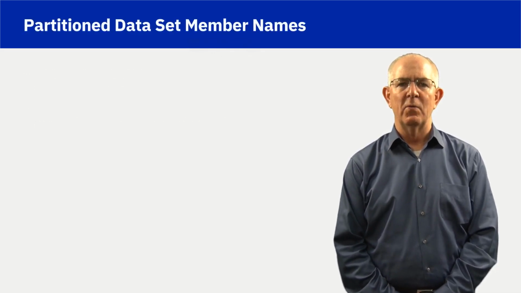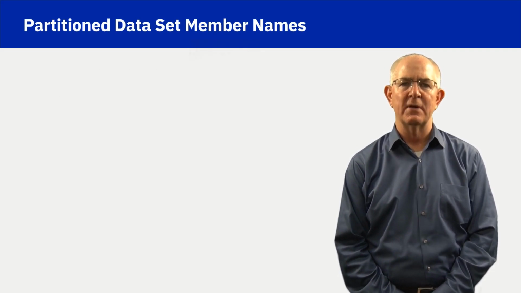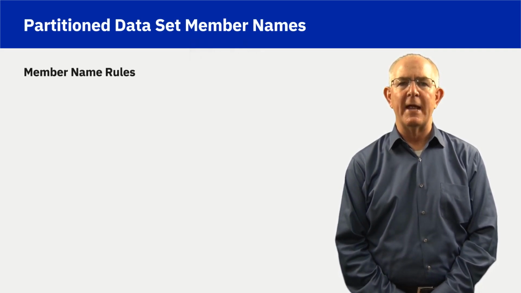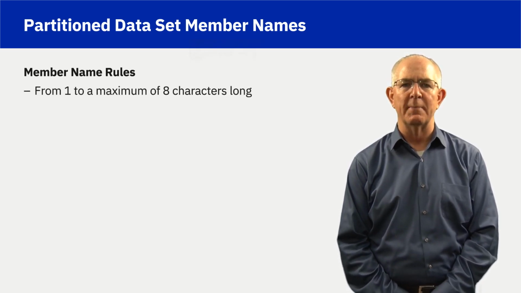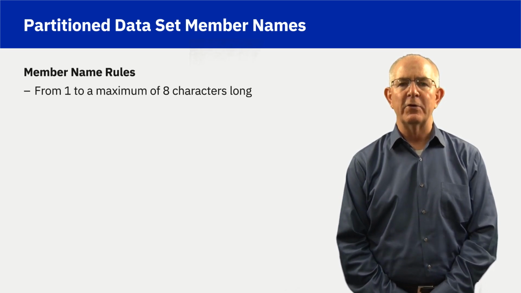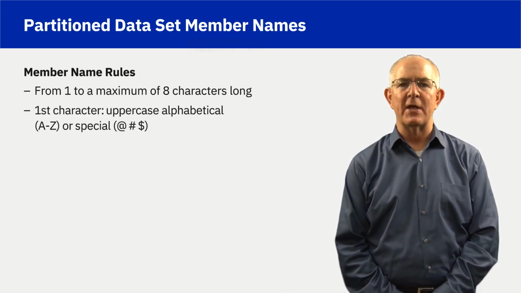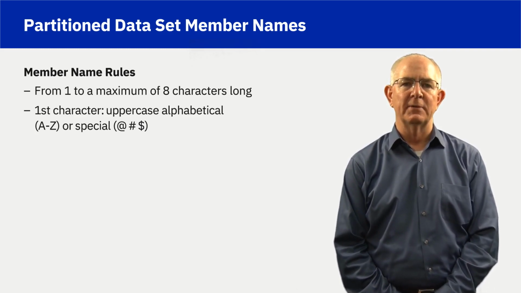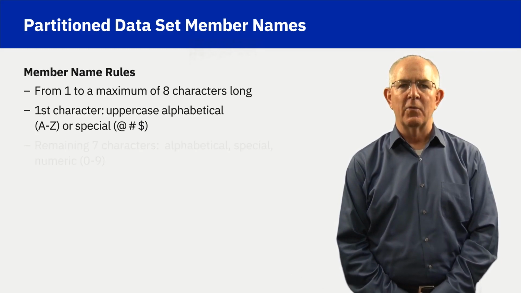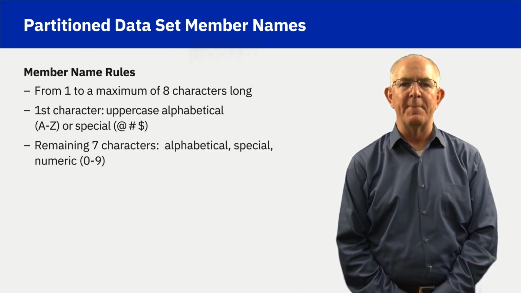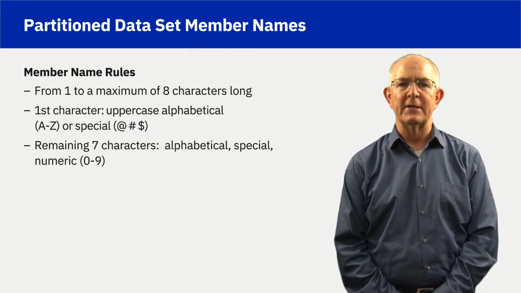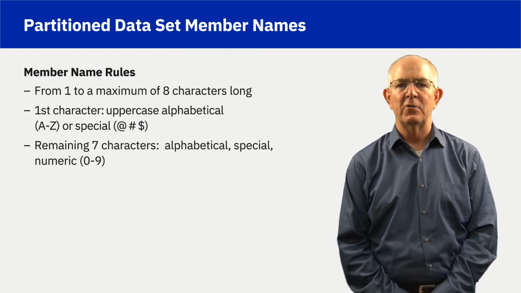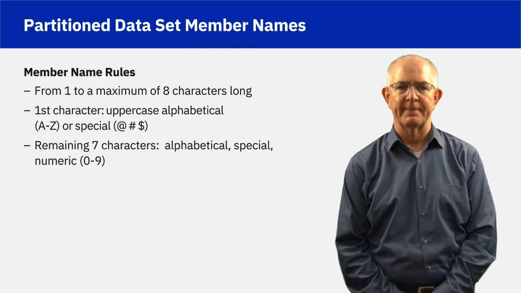Each member name within a partitioned dataset PDS must follow a member naming rule where the member name is from 1 to a maximum of 8 characters long. The first character must be uppercase alphabetical, A through Z, or a special character, the @ symbol, hash mark, or $ sign. The remaining 7 characters can be alphabetical, special, or numeric. Just like the dataset name, the rules apply to a segment of a dataset name.